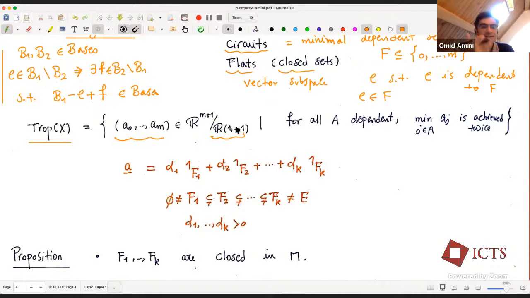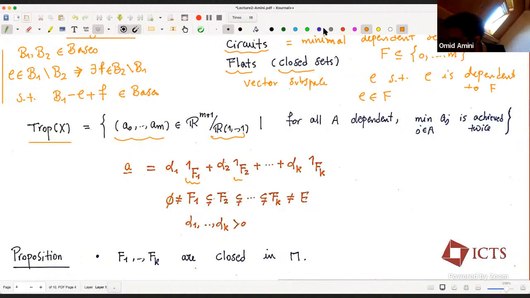Then if you order these coordinates in increasing order, you can write a as a linear combination of the characteristic vectors of some subsets. If you have a subset F inside 0 to n, the characteristic vector of that subset is the vector which has 0, 1 coordinates.